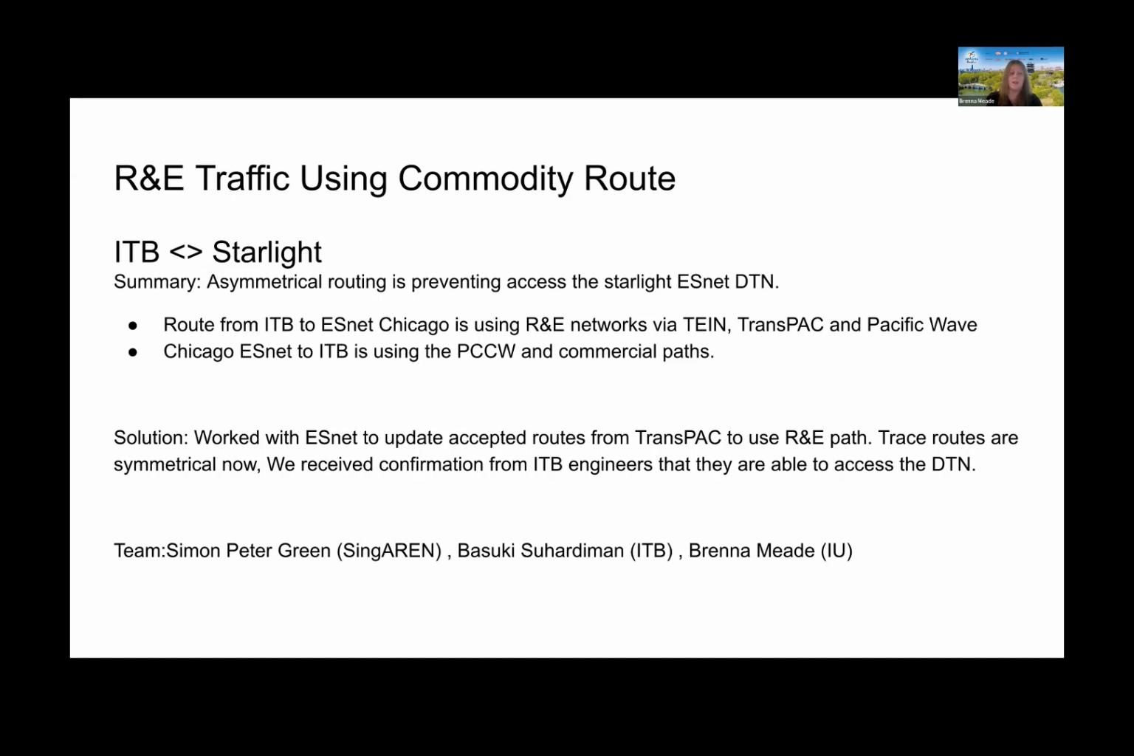So the route from Indonesia to Chicago was using RNE networks via TANE, TransPAC, and PACWave. However, the other way, Chicago to Indonesia, was using PCCW and other commercial paths. We worked with ESNet to update the accepted routes from TransPAC to use this RNE path. Trace sets are now symmetrical, and the engineers at ITB are able to access that DTN.